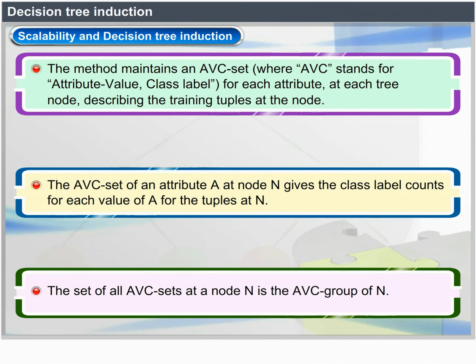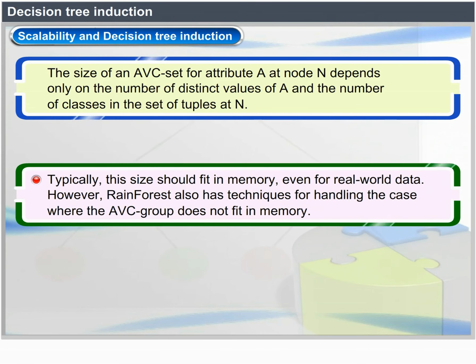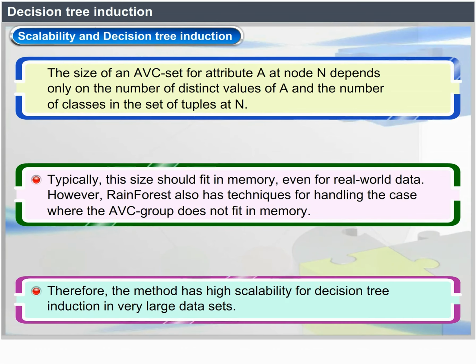The size of an AVC set for attribute A at node n depends only on the number of distinct values of A and the number of classes in the set of tuples at n. Typically, this size should fit in memory even for real-world data. RainForest also has techniques, however, for handling the case where the AVC group does not fit in memory. Therefore, the method has high scalability for decision tree induction in very large datasets.